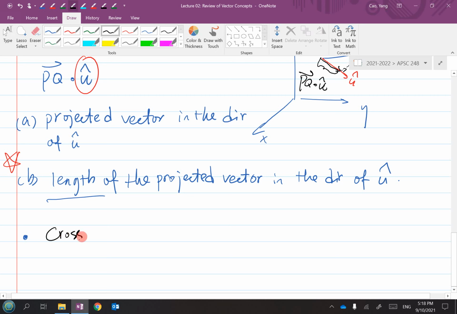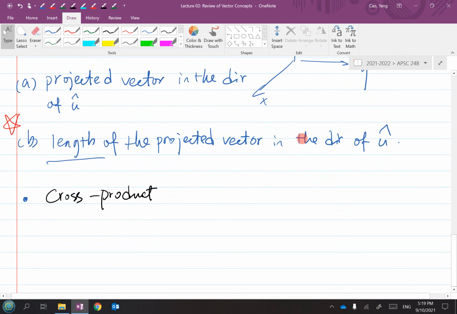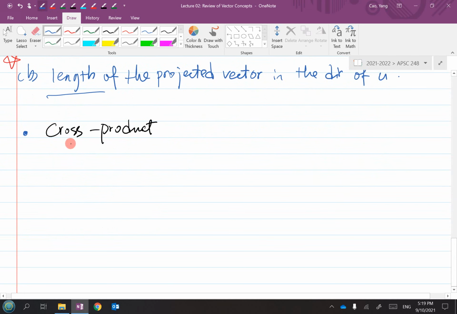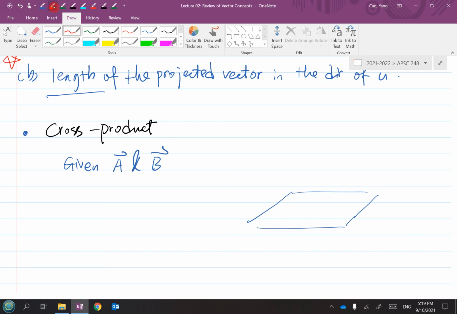The next important product is called the cross product. Again, let's start from the simple formula first, and then we'll see how the cross product will lead us into certain kinds of concept applications. Assuming we have the same two vectors given, A and B, you can always move the two vectors to touch each other, starting from the same location.